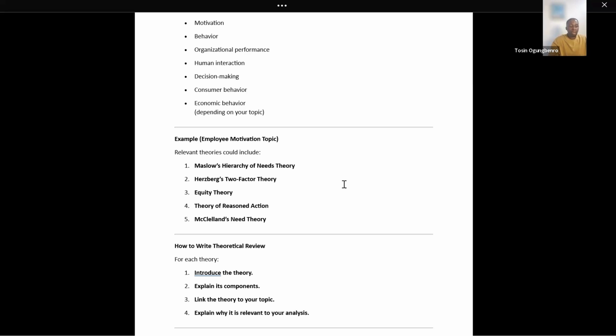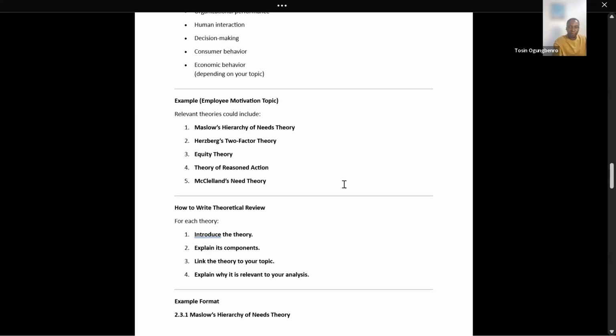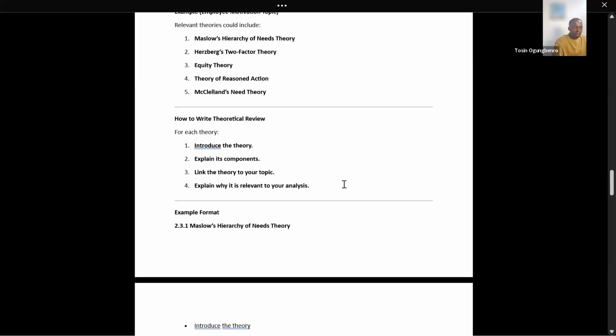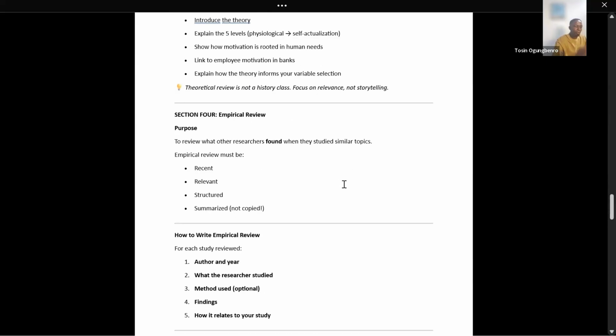Relevance is talking about how relevant it is. You have to connect it to how relevant it is to the work you have studied, the work you are writing. So you have to find the theory that best goes with your work. So introduce the theory, explain its components, link the theory to your topic, explain why it is relevant to your analysis, and all that.